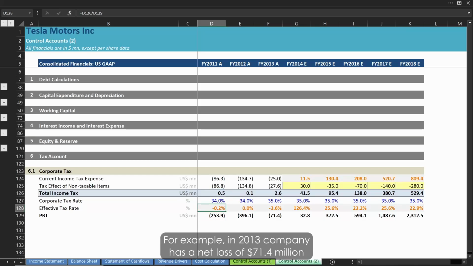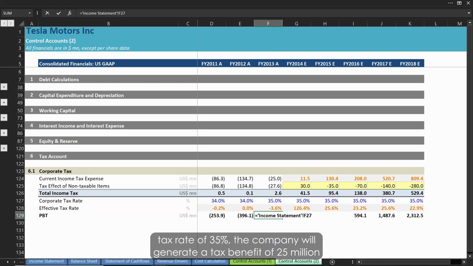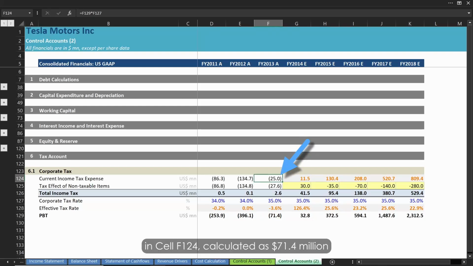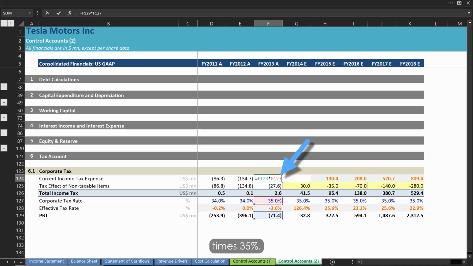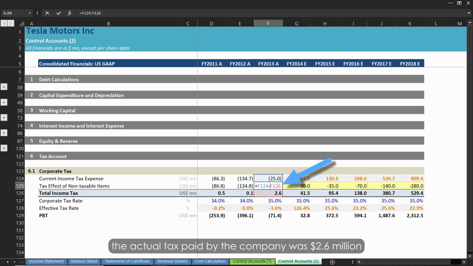For example, in 2013 company has a net loss of $71.4 million as mentioned in cell F129, and based on the corporate tax rate of 35%, the company will generate a tax benefit of $25 million in cell F124, calculated as $71.4 million times 35%. However, due to the impact of tax adjustments mentioned in cell F125, the actual tax paid by the company was $2.6 million, and the corresponding effective tax rate was negative 3.6%.